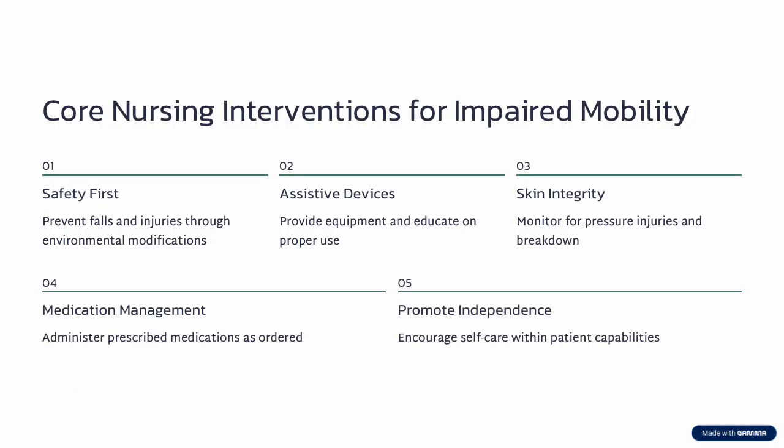Just again, thinking about core nursing interventions for impaired mobility, kind of regardless of the disease process, safety is going to be priority. If it's neuromuscular degenerative diseases and disorders, of course, we're always going to look at preventing falls and injuries, maybe environmental modifications, again, assistive devices, what kind of equipment do they need, and education on proper use.